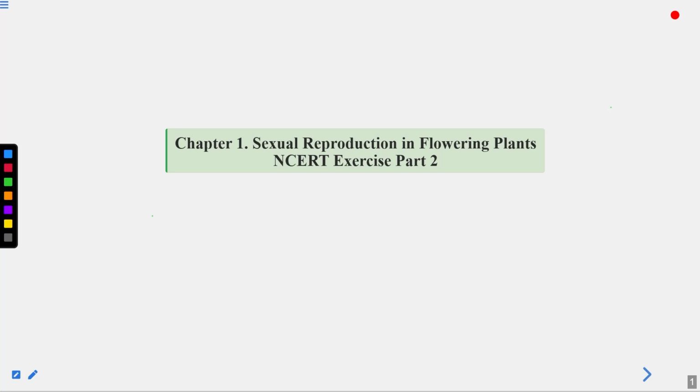Hello everyone. Welcome to the session of Sexual Reproduction in Flowering Plants NCERT exercise part 2. So today also we are going to discuss the rest of the questions from the NCERT exercise from the chapter Sexual Reproduction in Flowering Plants.